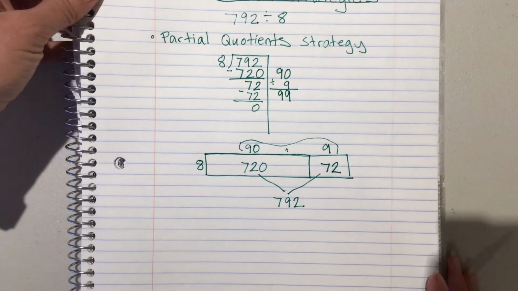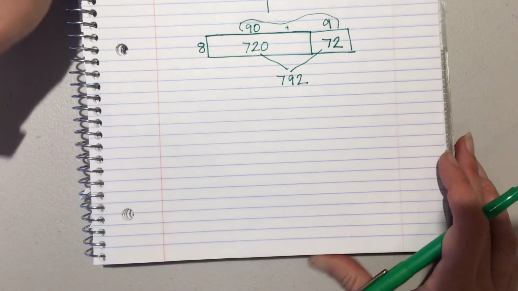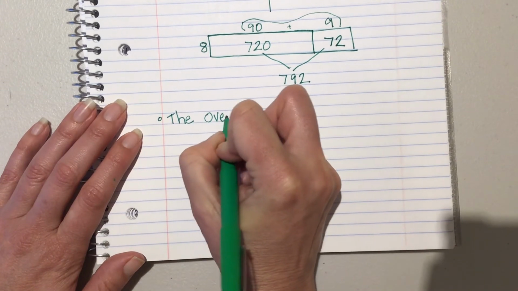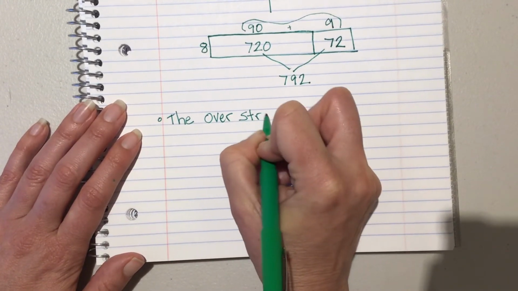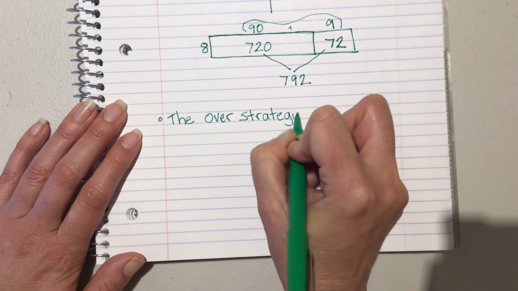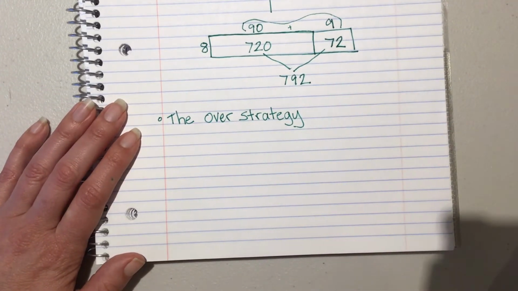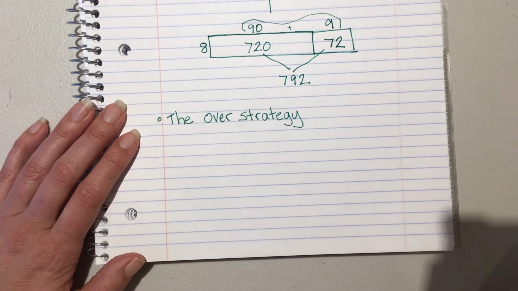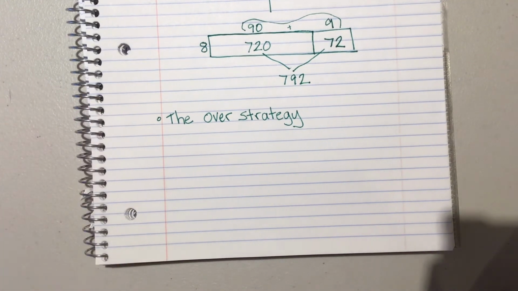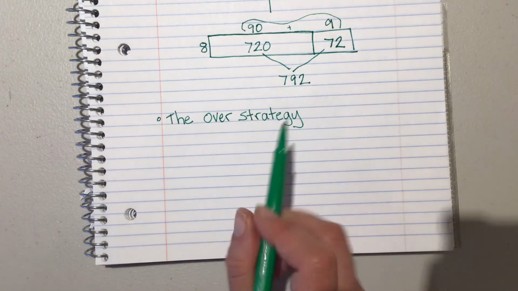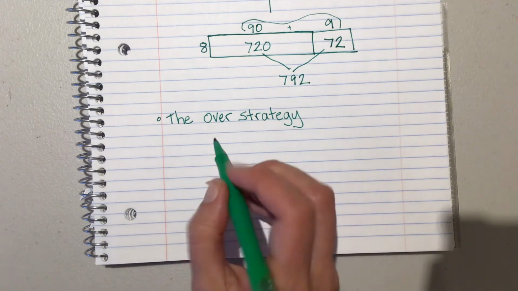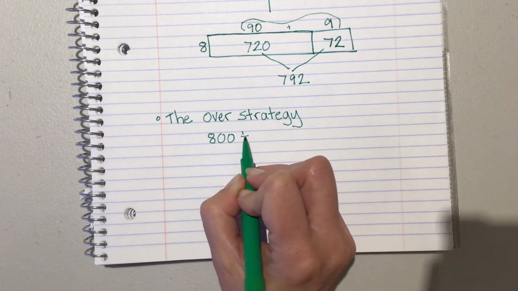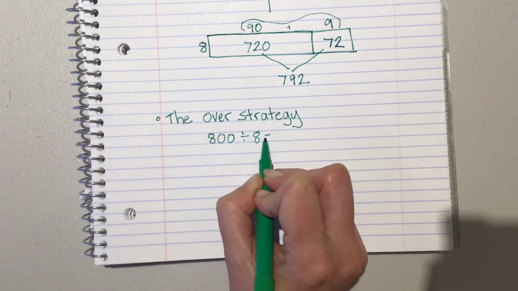Okay? Another strategy is the over strategy. And I'm reminding you, I'm going a little fast, but you can pause it. The longer my video, the longer it takes to upload. The over strategy. So again, for doing 792 divided by 8, I could do the over strategy, where I think of instead of 792, I'm going to go with 800. And 800 divided by 8 equals 100.